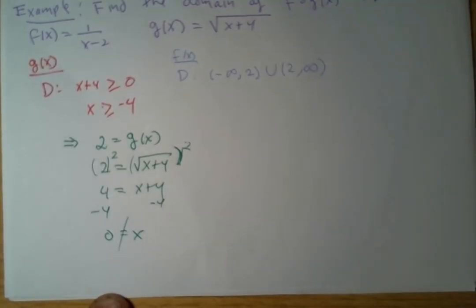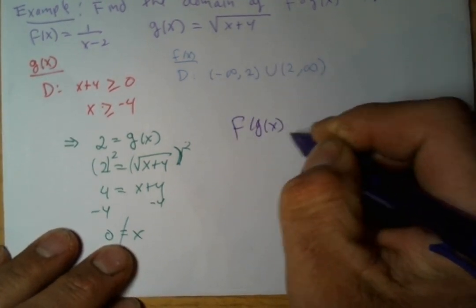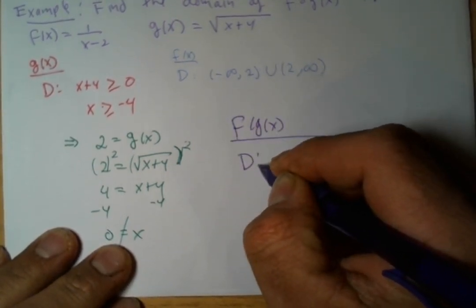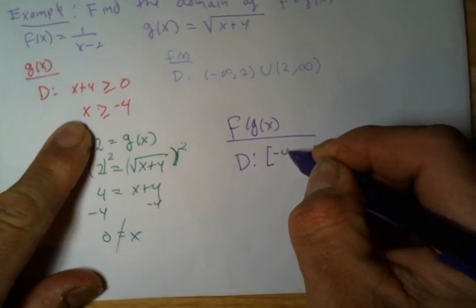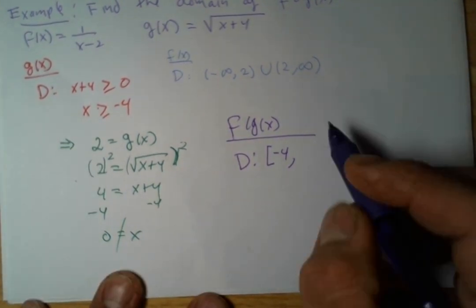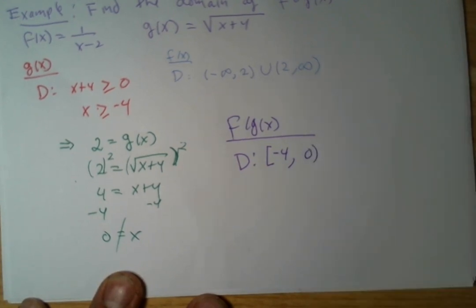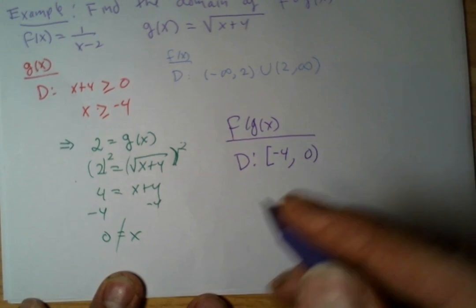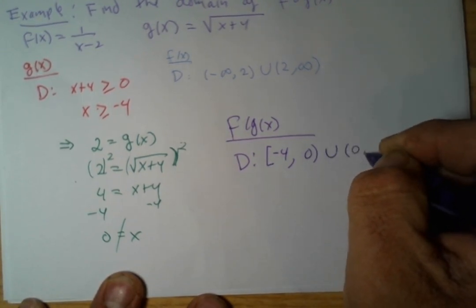All right, so now let's put all this together. For f of g of x, the domain has a lower bound of negative 4, because the inner function is still my g of x, up to and excluding 0, union with 0 to infinity.